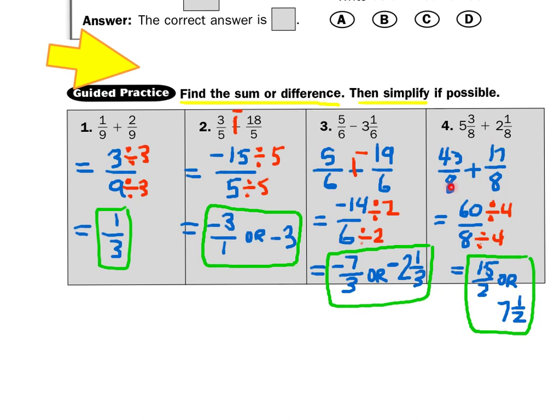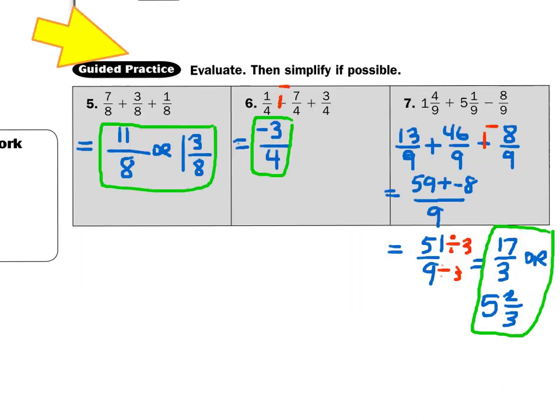The denominators match, so I copy the 8 and then I add 43 plus 17 to get 60. Now I'm going to reduce. I divide both top and bottom by 4. 60 divided by 4 gives me 15 on top. 8 divided by 4 gives me 2 on the bottom. So 15 over 2 is a good answer, or we write it as a mixed number. 2 goes into 15 7 whole times with 1 left over. So it's 7 1/2. And I box my answer.